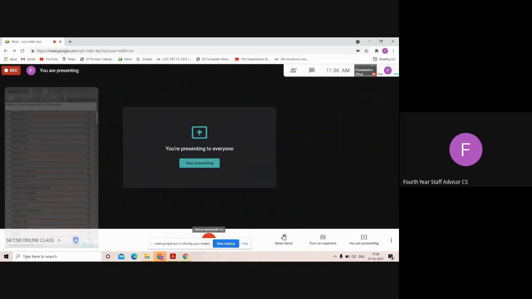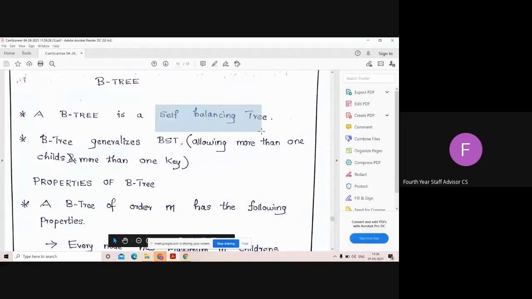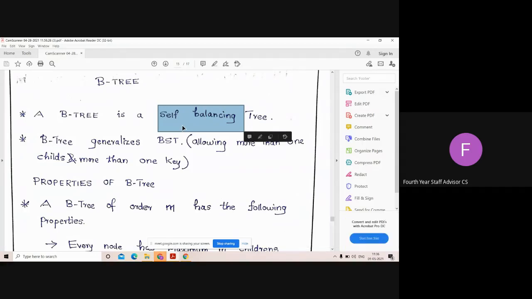Okay. Next, we want to discuss the B tree. So, what is a B tree? You can check it. A B tree is a self-balancing tree. A tree having the self-balancing property, and we know what self-balancing is.